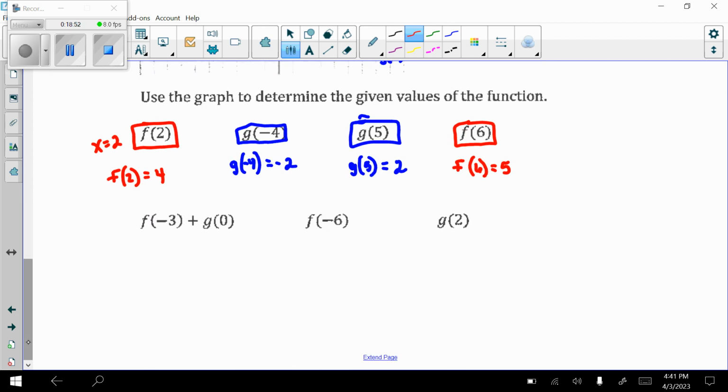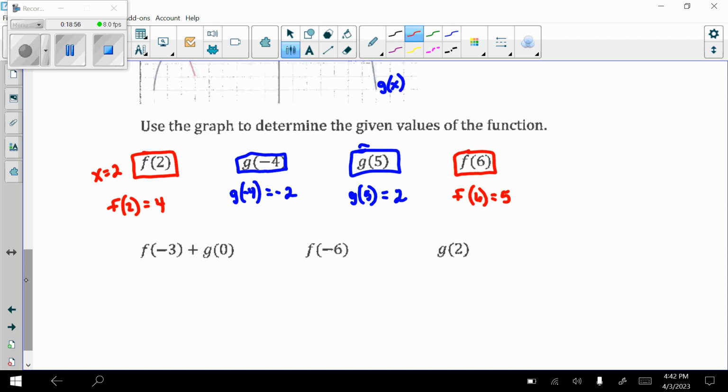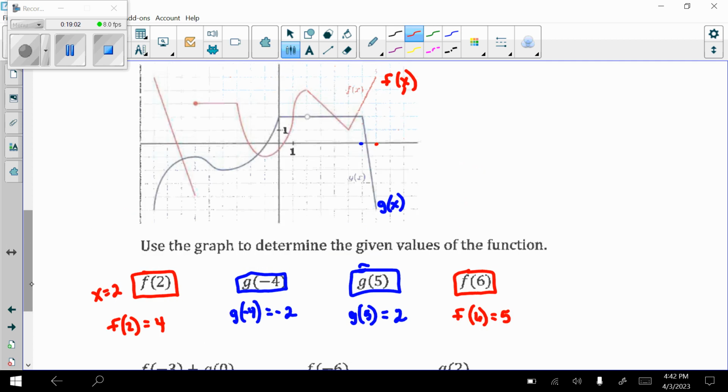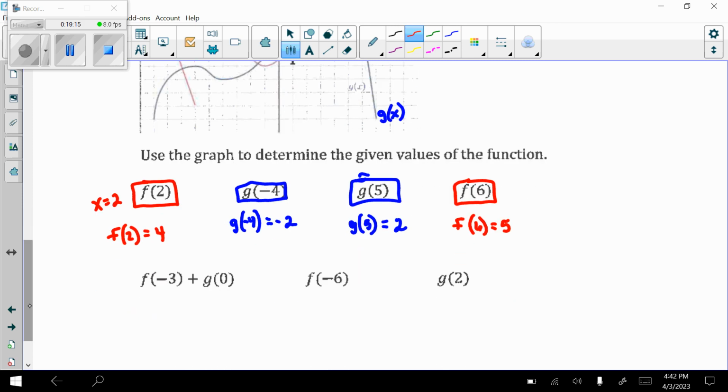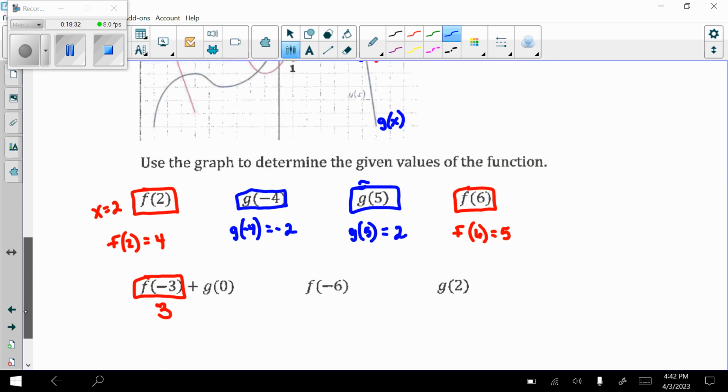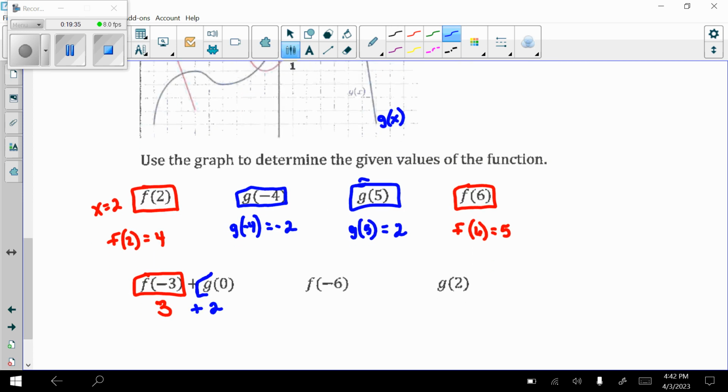Okay, so now I have to evaluate 2 different ones, and then I'm going to add those 2 quantities together. So f of negative 3, I'm looking at the red graph. So f of negative 3, 1, 2, 3, and I believe I'm right here. So f of negative 3 is equal to 3. And if I look at my g function, g of 0 is what I need. So I'm looking at my blue function now, and g of 0 is right here. So that's 2. So 3 plus 2 is 5.